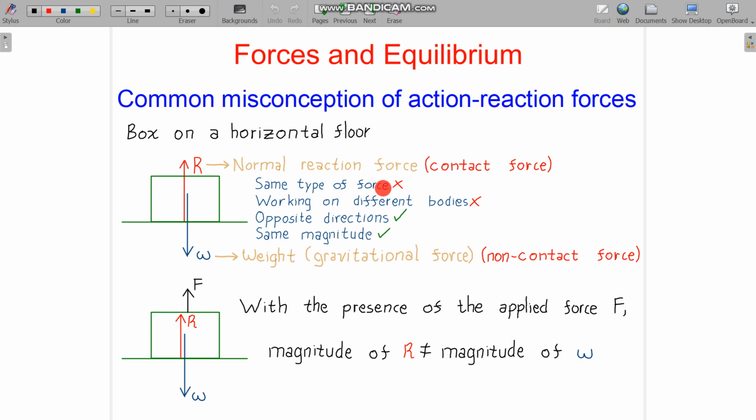And they are not the same type of force, of course. Normal reaction is a contact force. Weight, which is gravitational, is non-contact. So of course they are different types of forces.